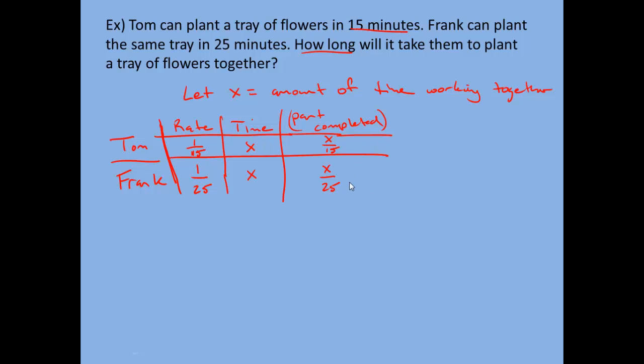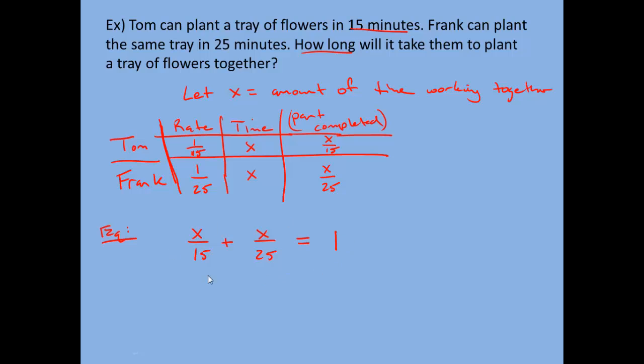Once I have this, now I'm ready to set up an equation. And our equation comes from fact number 1 from the previous page, where I say the part completed by person number 1, so the part completed by Tom here would be x over 15, plus the part completed by person number 2, which is Frank, that's x over 25, should equal 1, meaning one entire task completed. Once we have this equation, now we're ready to solve.